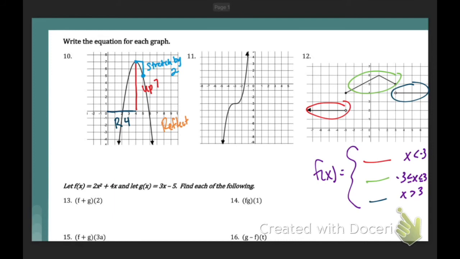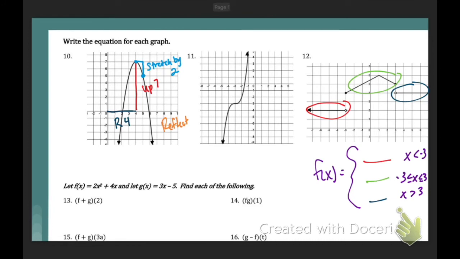For 12, we have a piecewise function. So I've set up my f of x equals curly brace, and I'm going to have 3 different equations, my red equation, my green equation, and my blue equation, and then 3 different domains. I got all of that from looking at where on the graph those 3 graphs were. So I'm looking at my x values.